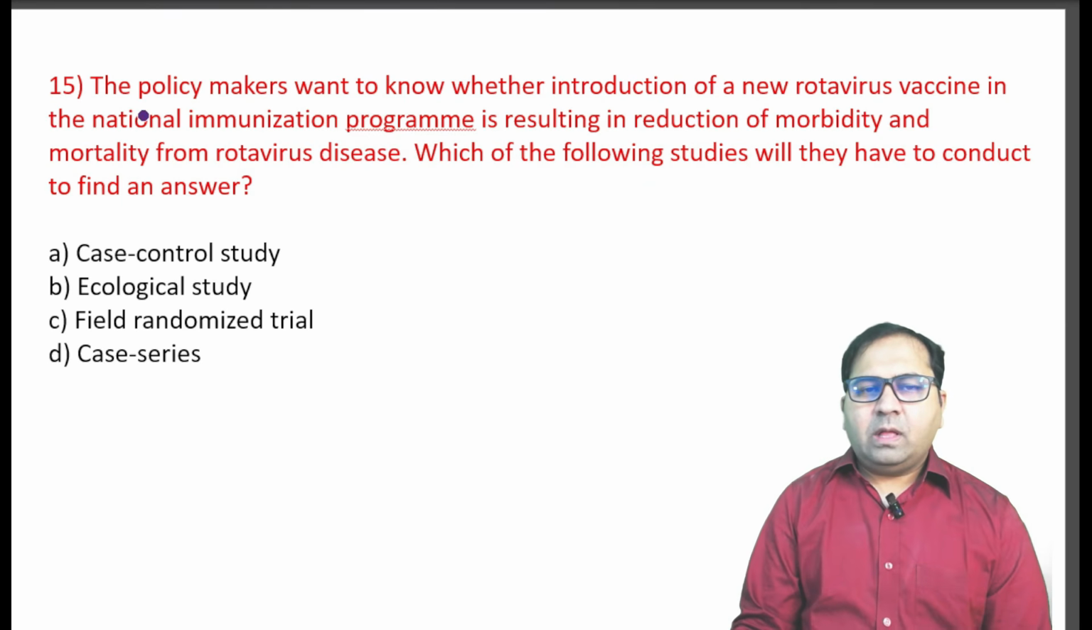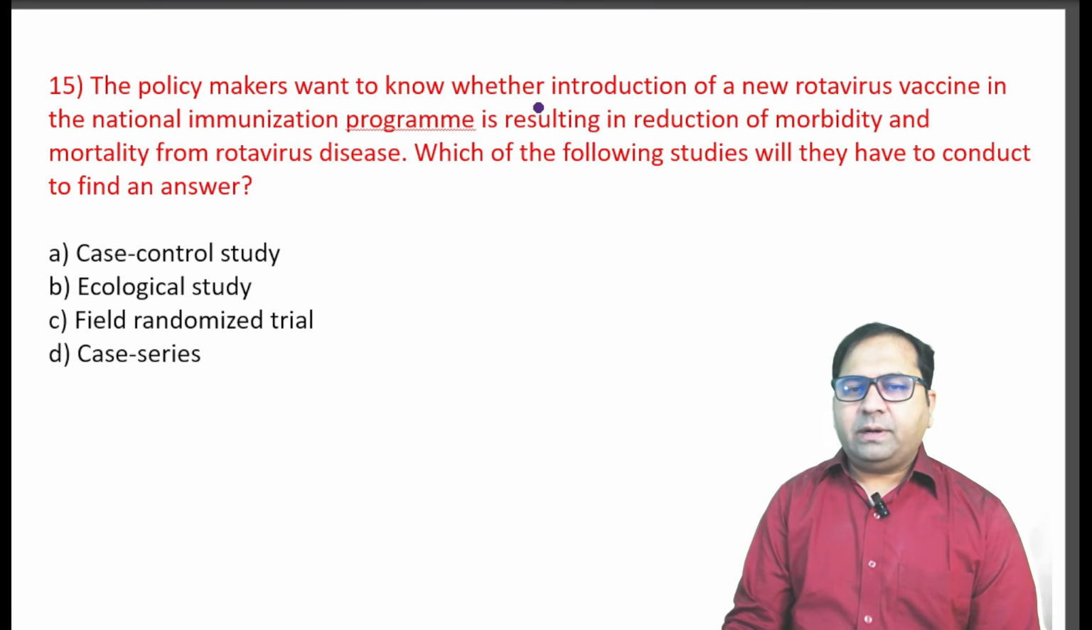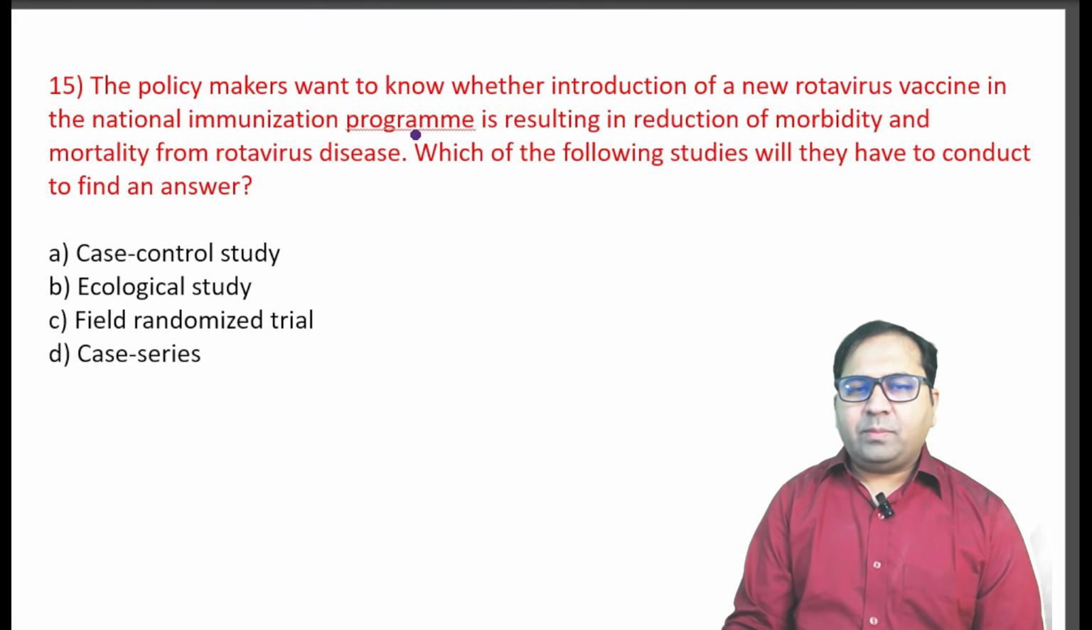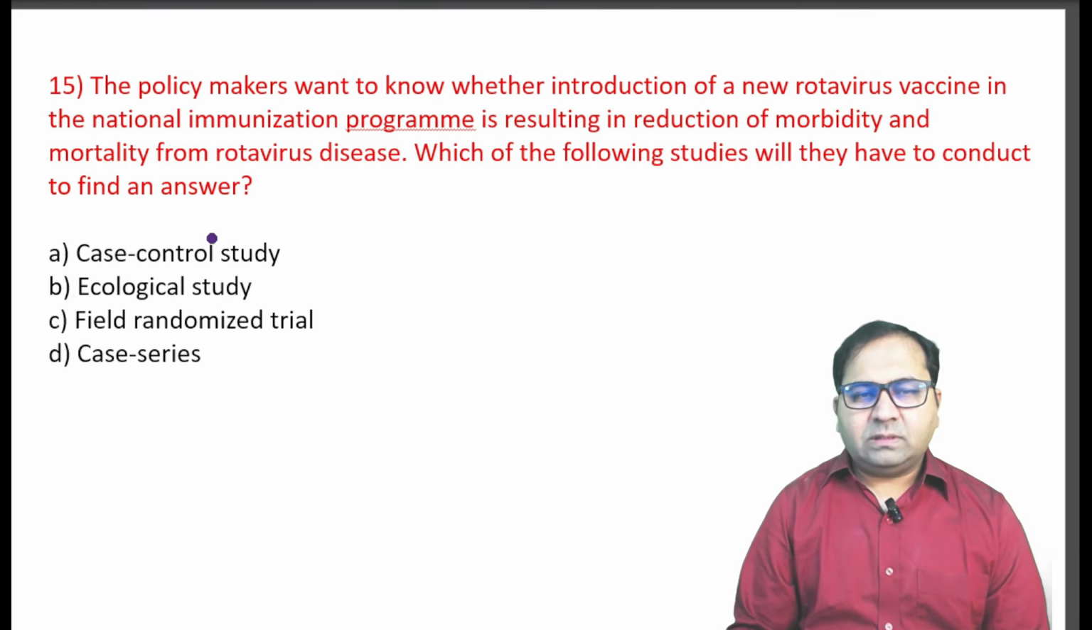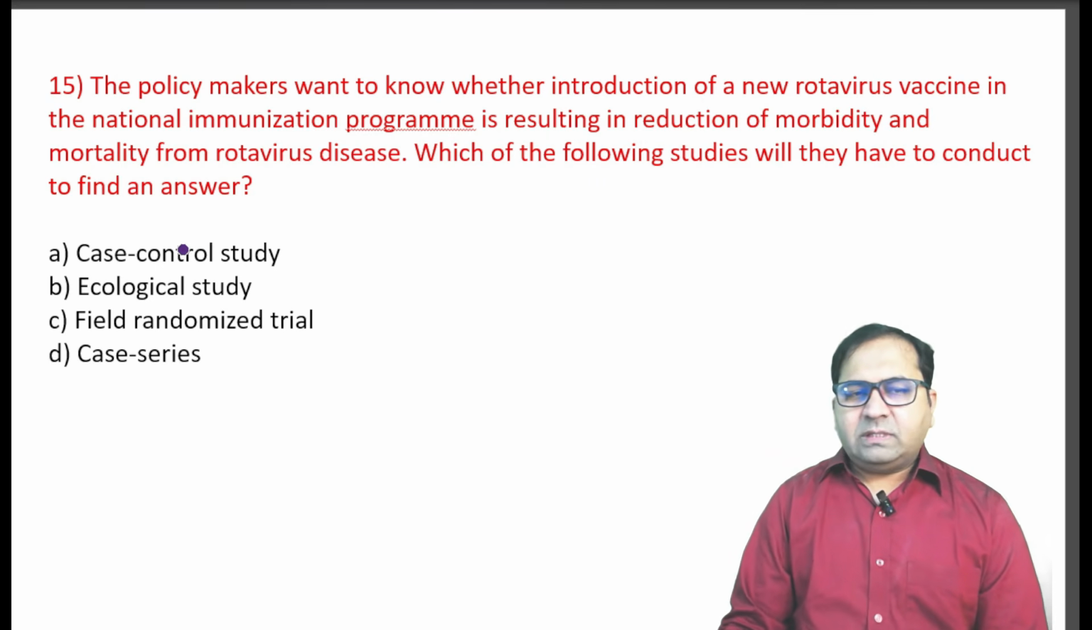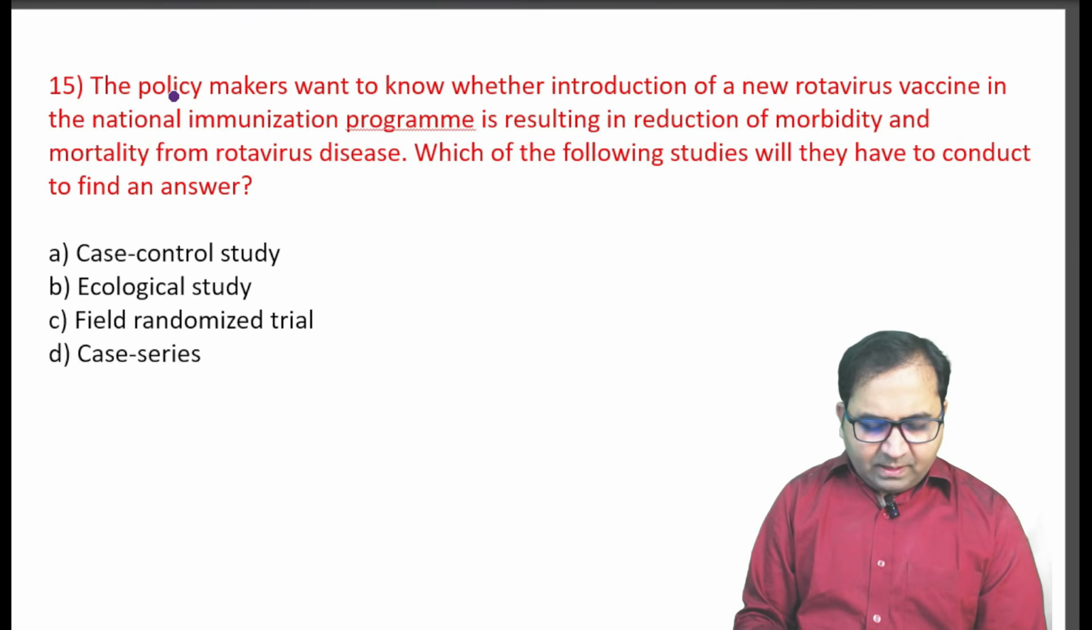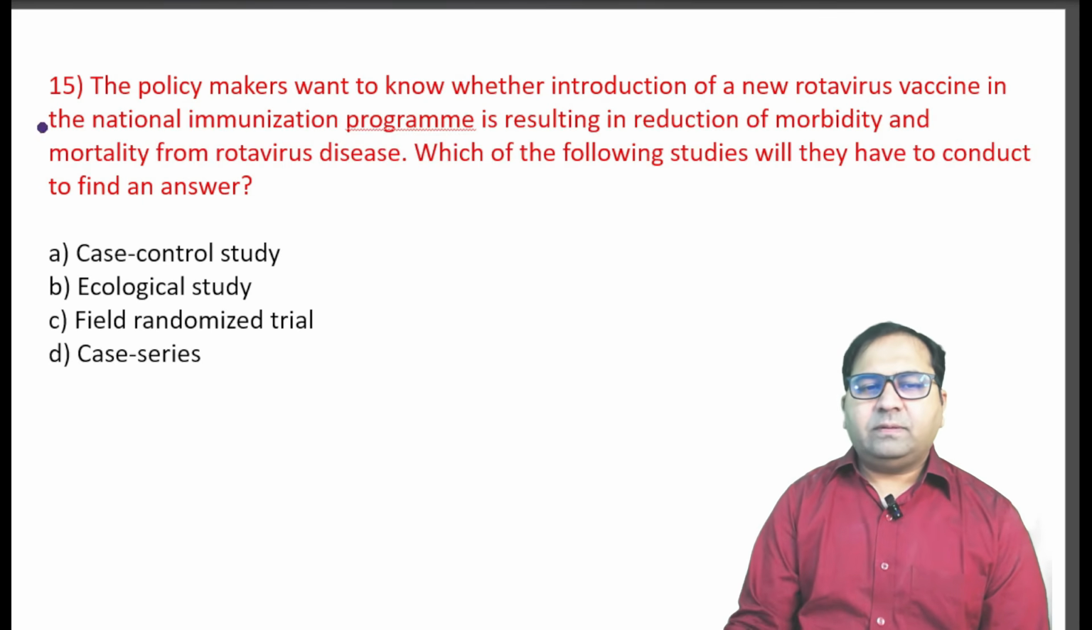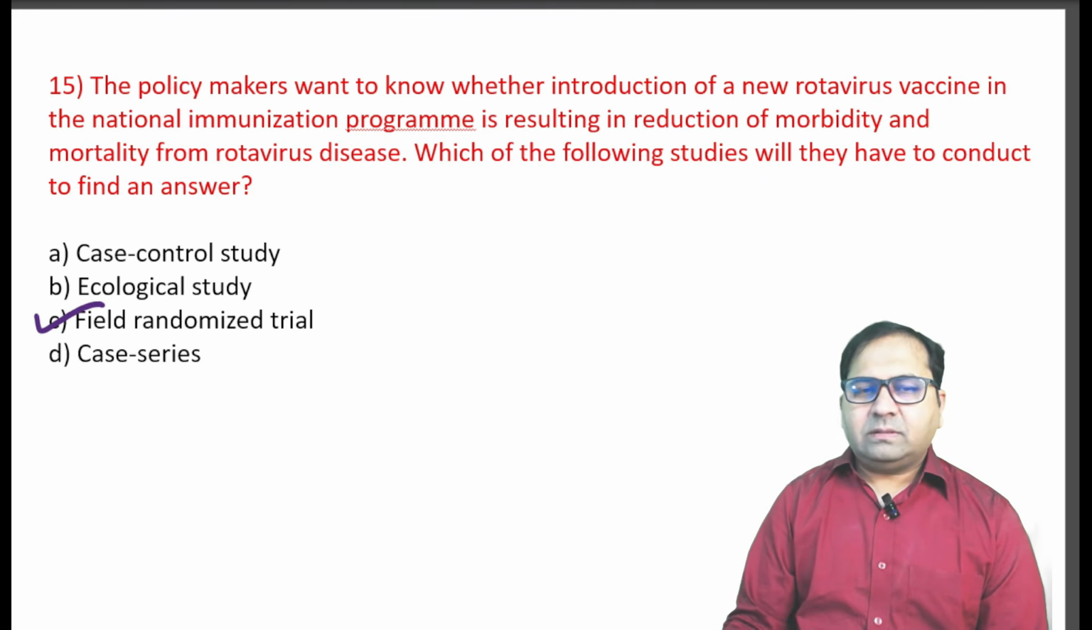Coming to the next question, the policymakers want to know whether the introduction of a new rotavirus vaccine in the National Immunization Program is resulting in reduction of morbidity and mortality from the rotavirus disease. So which of the following studies will they have to conduct to find an answer for this? The options are A. Case control study, B. Ecological study, C. Field randomized trial, or D. Case series. So the answer for this question is field trials.